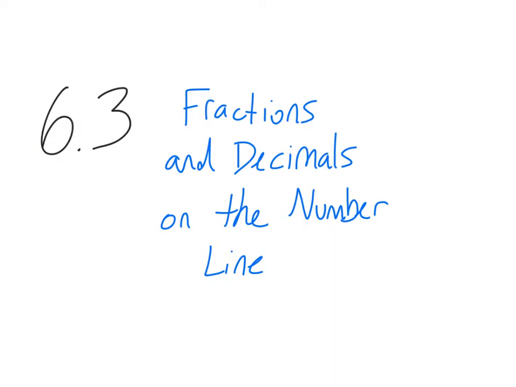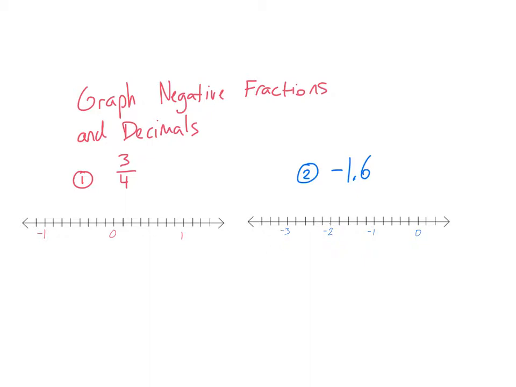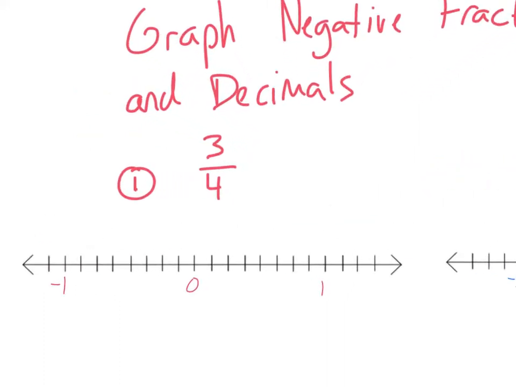Welcome to 6.3. Today we're talking about fractions and decimals on the number line. So what we're going to do is start out by graphing some negative fractions and decimals, and we'll keep that one positive for right now. Let's start with number one, where they want us to graph 3/4.